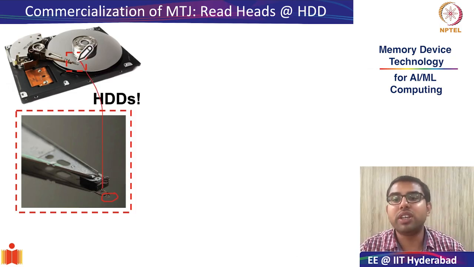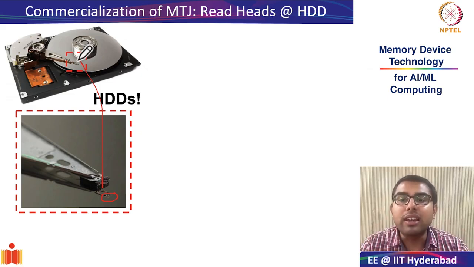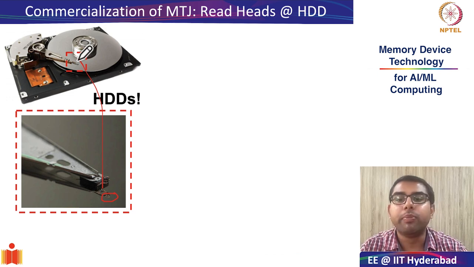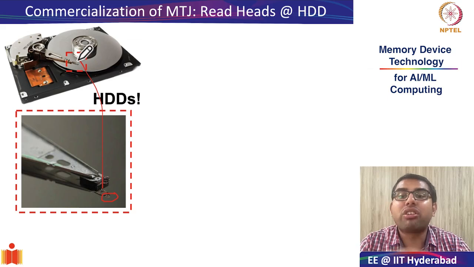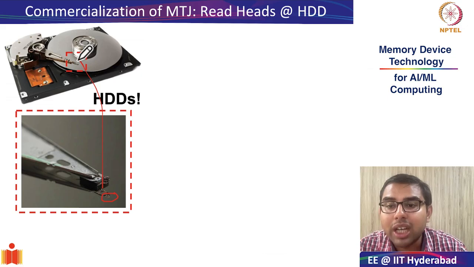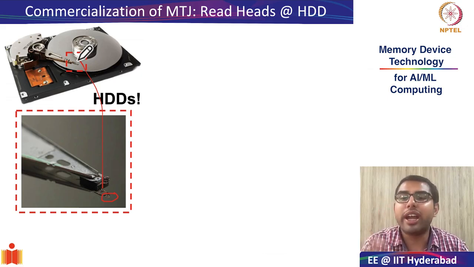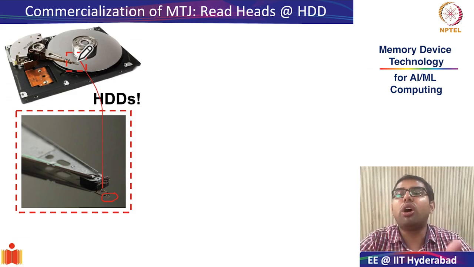So as we saw in our previous class, MTJs consist of two ferromagnetic layers which are separated by a thin insulating tunneling oxide. The pinned or the reference layer has a fixed magnetic orientation, whereas the free layer is free to align itself to stray magnetic fields. Where are these stray magnetic fields coming from? They are coming from the bits that are stored on this rotatable disk. So as the read head passes over the disk surface, the stray magnetic fields from each of these bits change the orientation of the free layer.